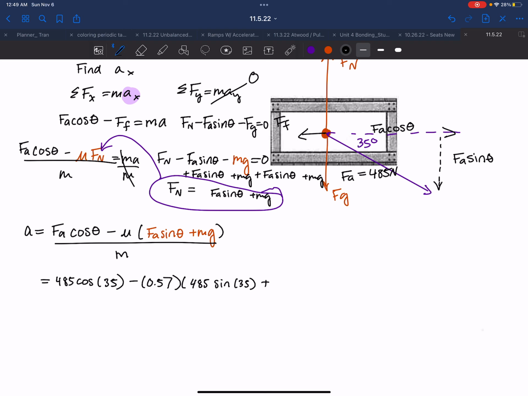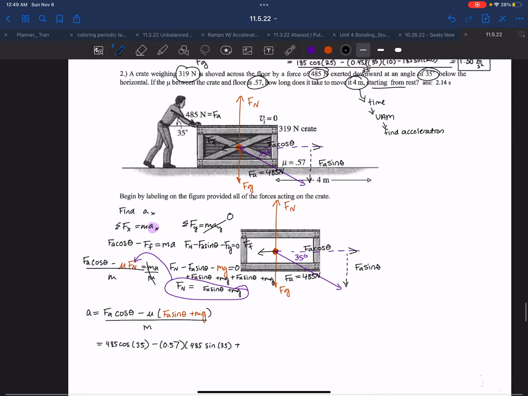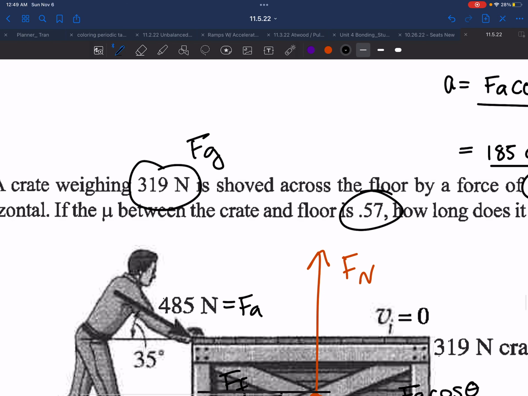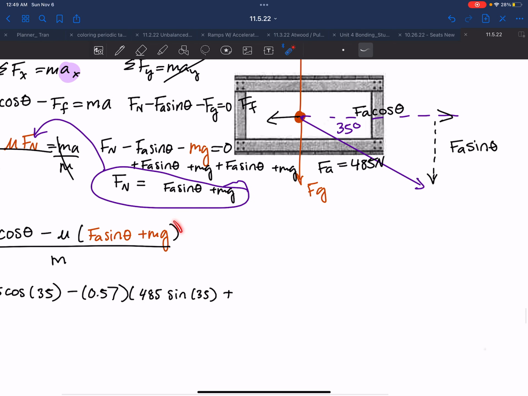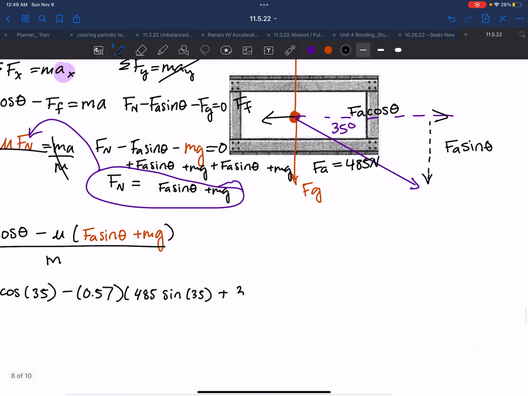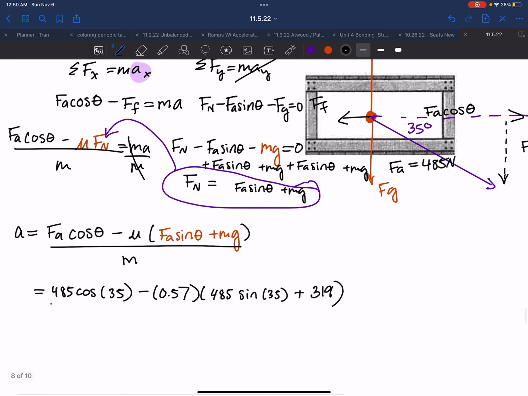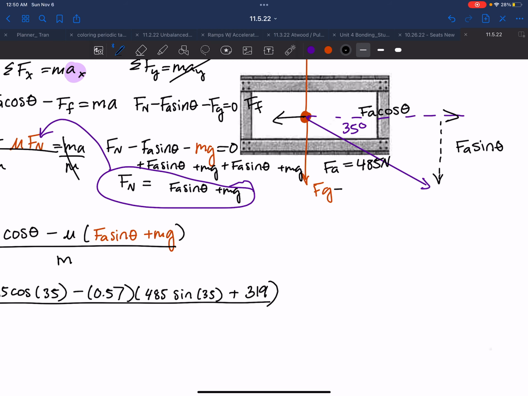my force of gravity. We could separate it into its mass and gravity, but I also know that my weight is already given to me. So F_g is equal to mg. I actually wasted a little bit of time by bringing out mg. So I'm just going to say that that is 319 newtons. Okay, so 319, and then I'm going to insert mass. So I guess I didn't waste too much time, but F_g is going to be equal to 319.